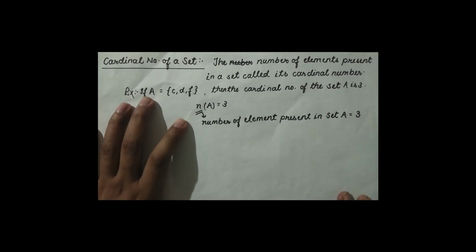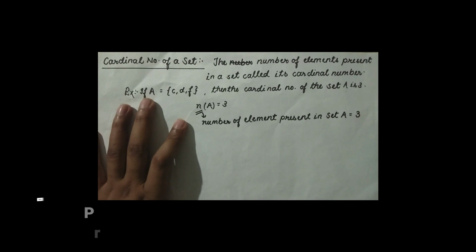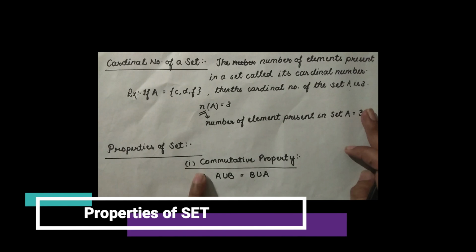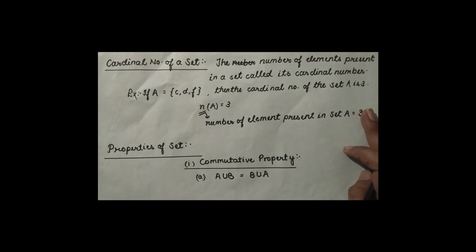Okay, so we move on to the next topic, what are the properties of the set. The first property of set is the commutative property. In this property, the first one is A union B equal to B union A.